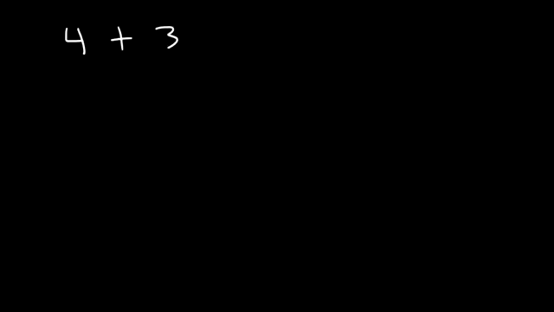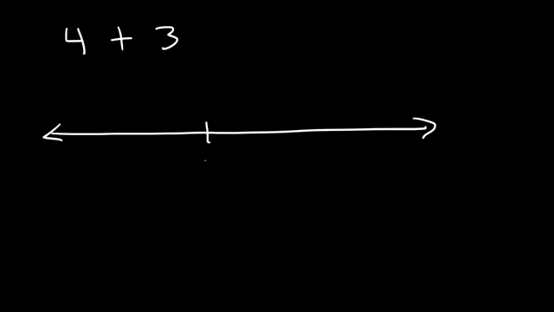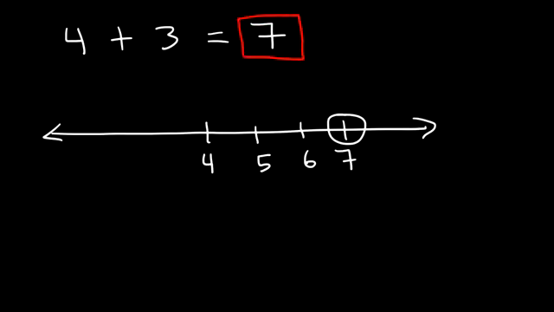Let's work on another example. 4 plus 3. So if we start with 4, and if we travel 3 spaces to the right, this is going to be 5, 6, 7. So therefore, 4 plus 3 is equal to 7. And so using a number line is very helpful whenever you need to add or subtract two integers.